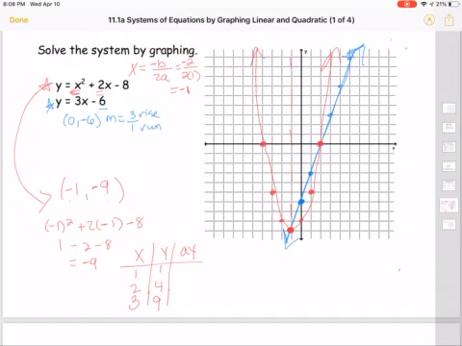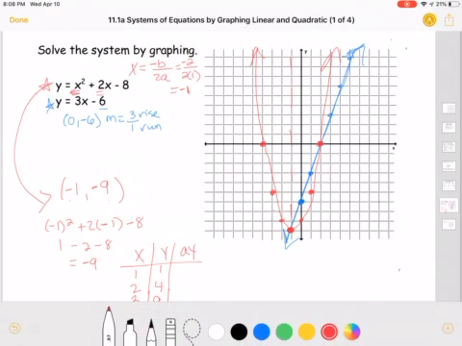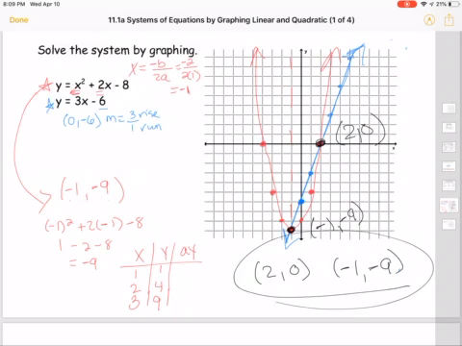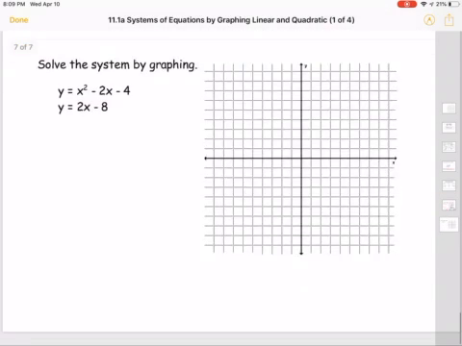Okay, and remember, since the ordered pairs are our solutions, you have to be very, very precise when you are doing this. So we have one solution right here at the point 2, 0, and we have one solution way down here at our vertex of -1, -9. So 2, 0, and -1, -9 are our solutions. Okay, so long story short, to solve a system of equations, you just graph them and you find their intersection points. Let's look at one more together.